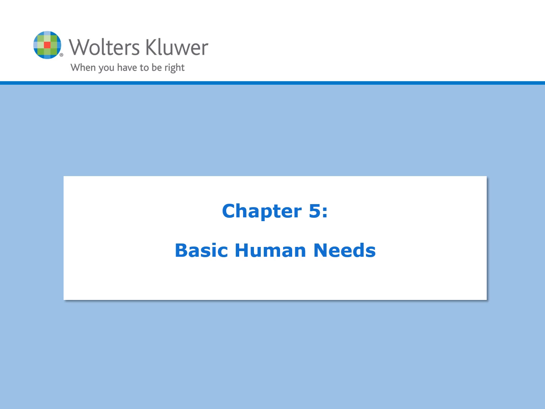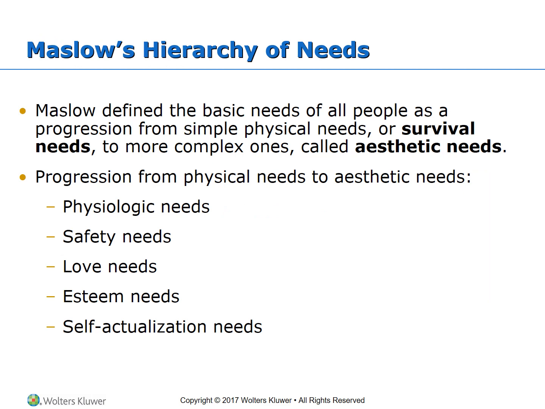This is the lecture on chapter 5, which is for week 3. This chapter is over the basic human needs. So you guys are going to learn to love Maslow's. You're going to learn to love Maslow's backwards and forwards, upwards, downwards, and whichever other way there is.